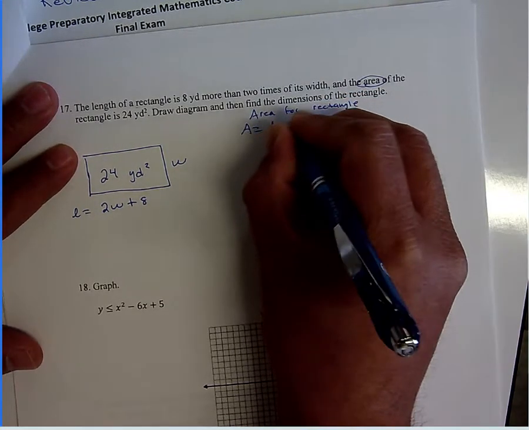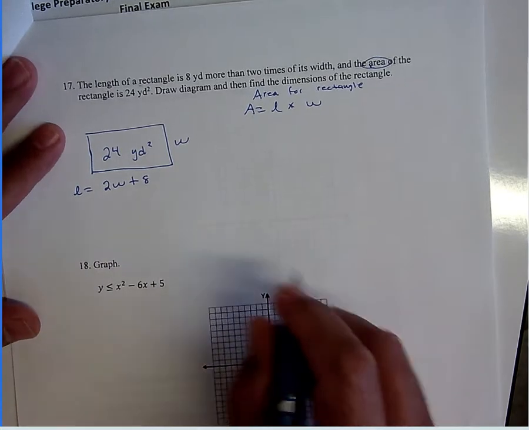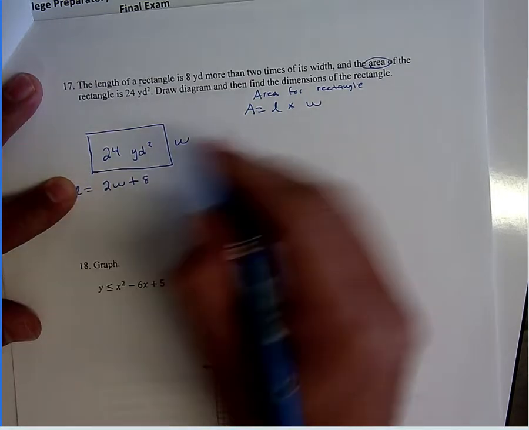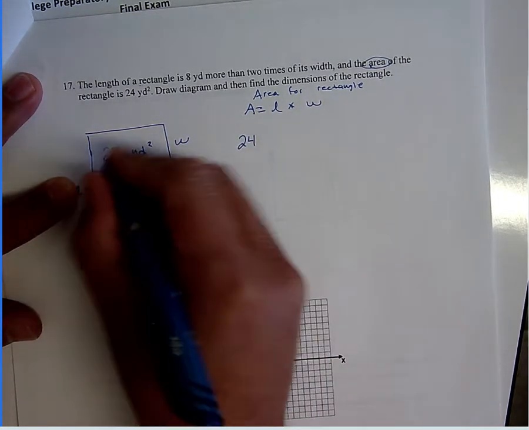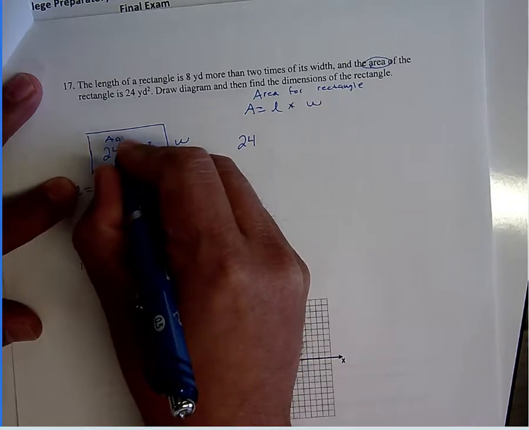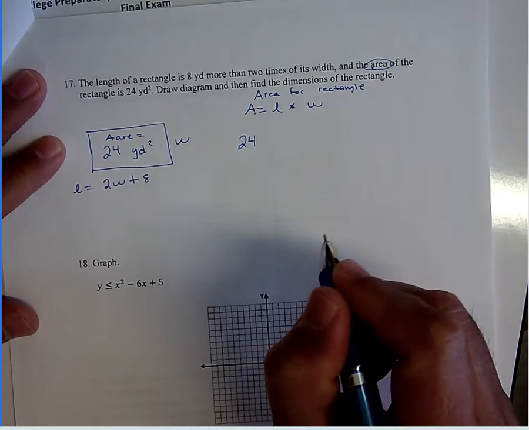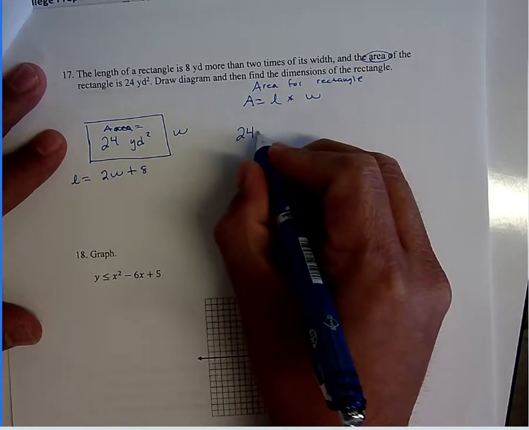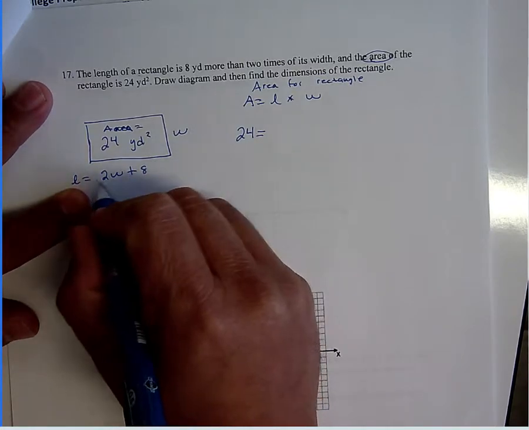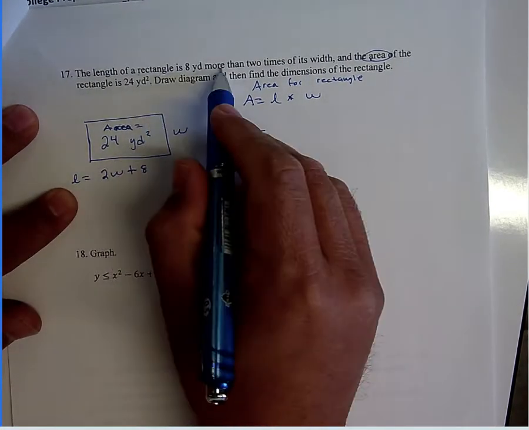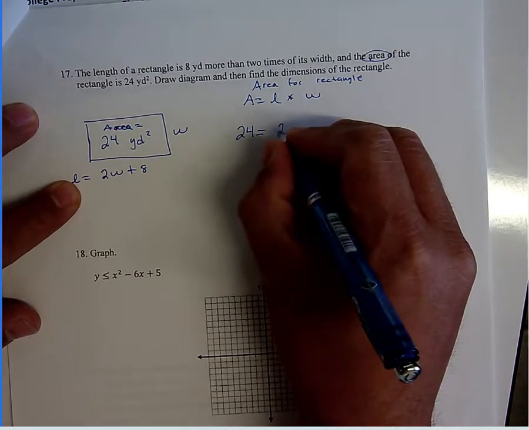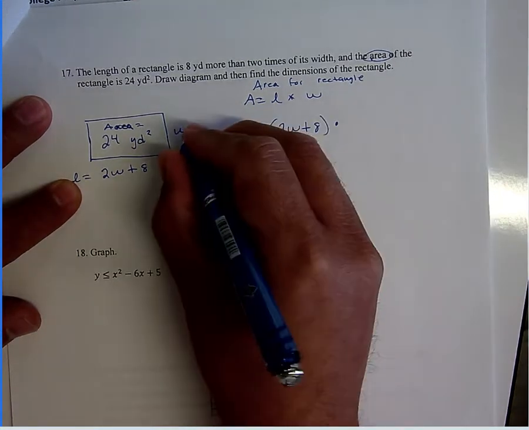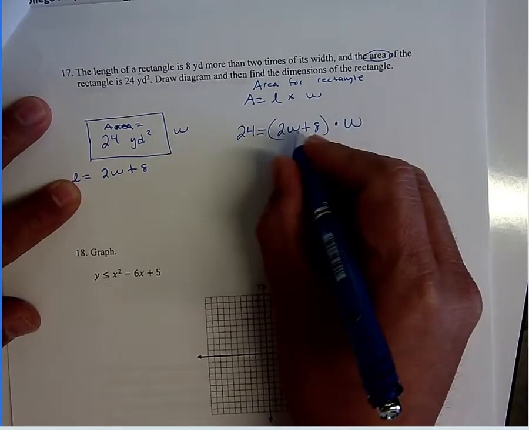The area for a rectangle is length times width. So if I multiply this, and I know already the area is 24, so I can substitute, right? This is the area. It's equal to that. So 24 is equal to what? This. Do not use the L because they told us what L is. This. So 2W plus 8 parentheses times W. Right? Length times width. This is the length, that's the width.